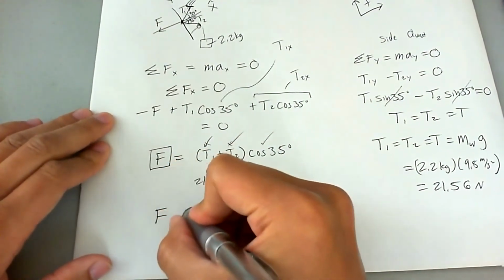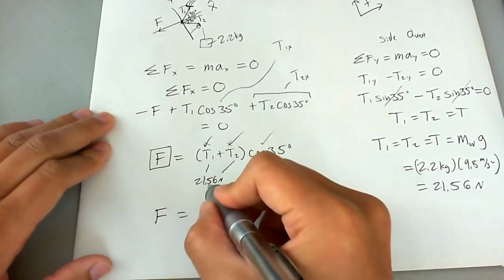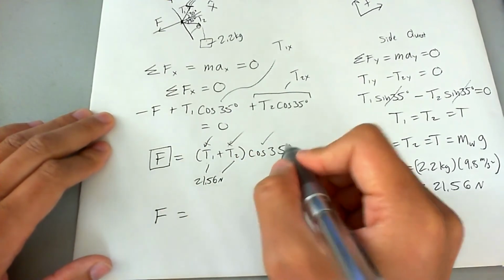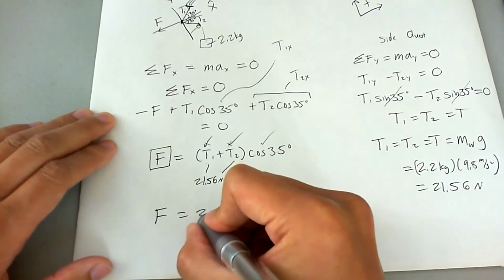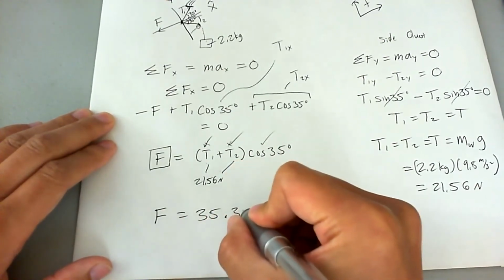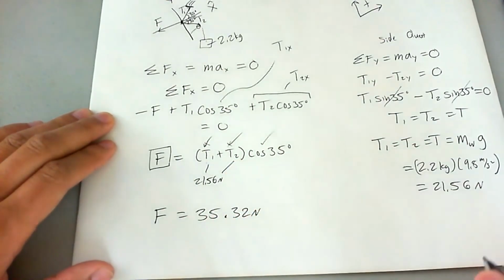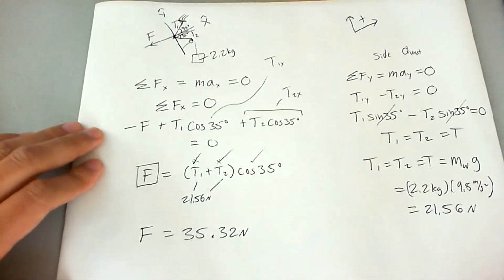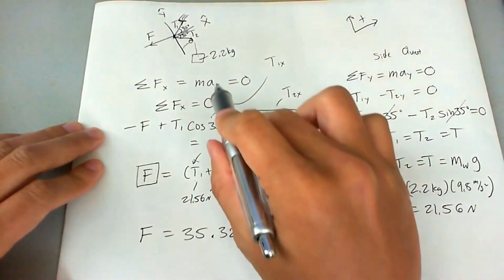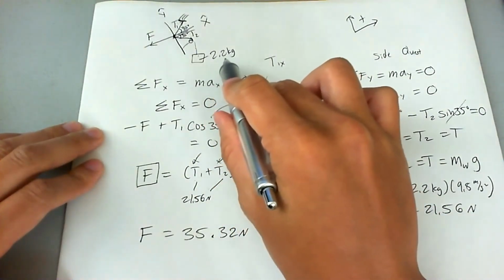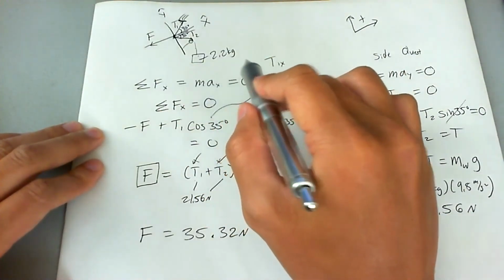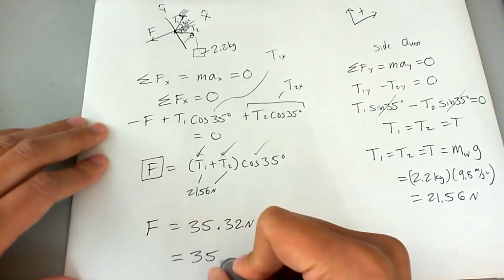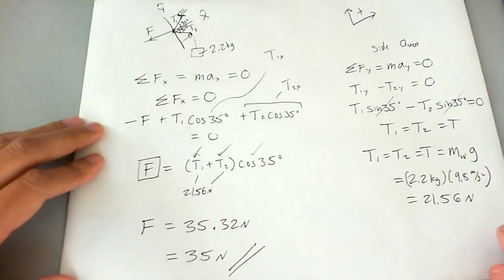Plugging this into your calculator, we're going to have to multiply 21.56 times 2, multiply then by cosine 35, and that ends up being 35.32 newtons. And if you want to get it into the proper significant figures, then I think 2 being the most proper significant figure given the values in this problem, we say that the force is going to be 35 newtons, and that's the final answer.